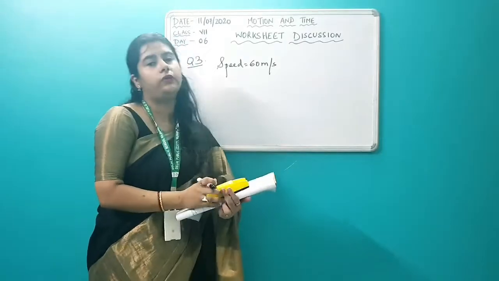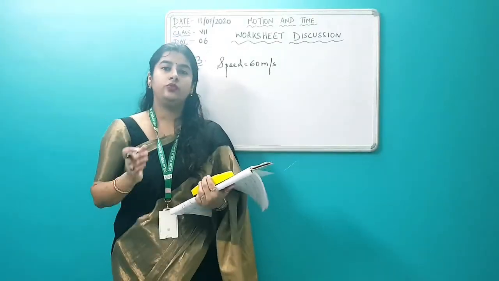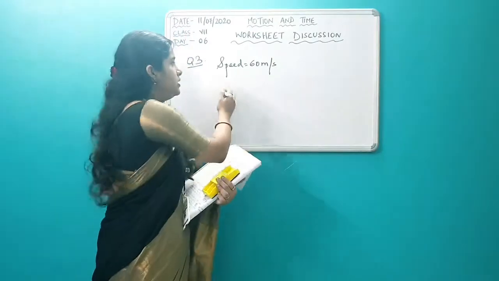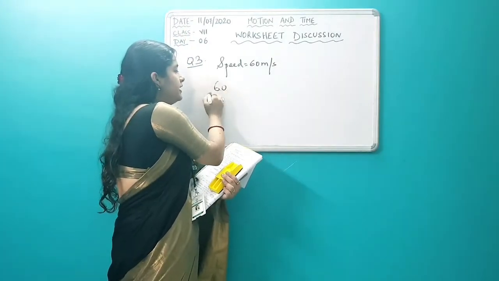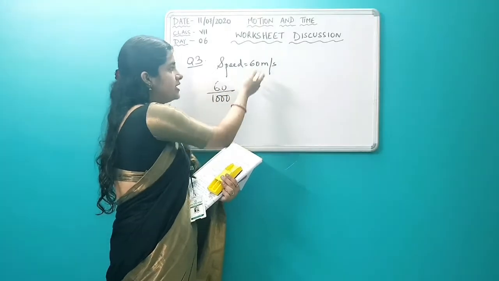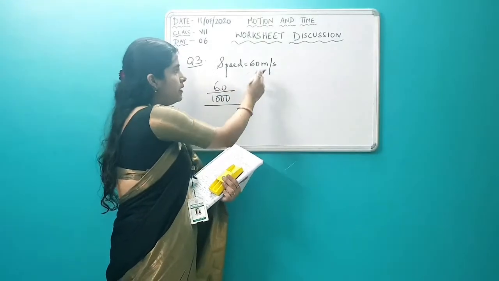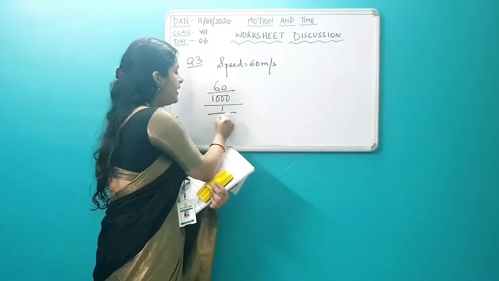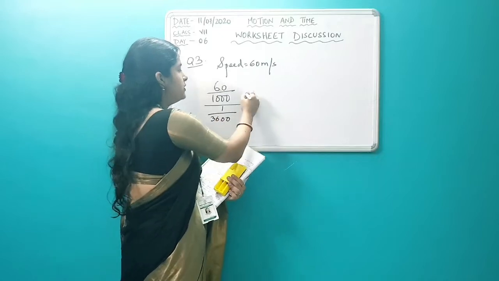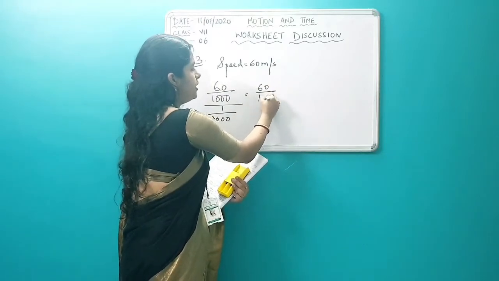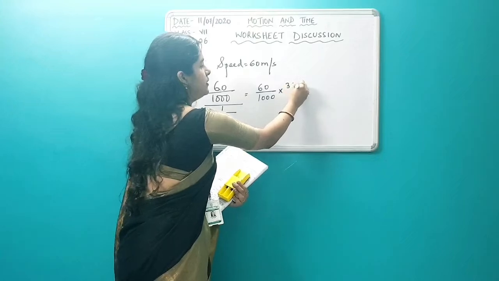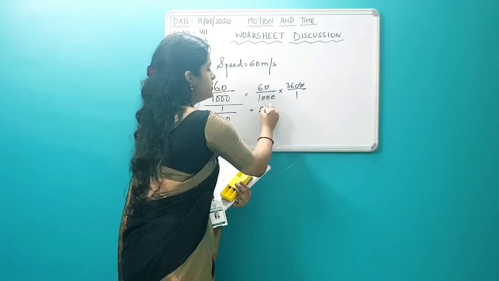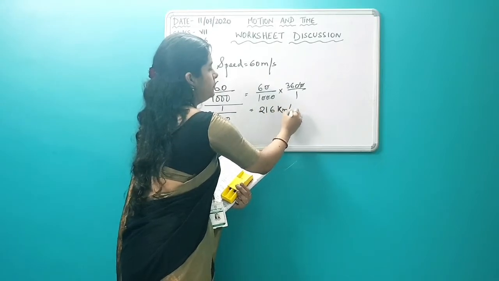As I had told you in one of my videos, when you convert a smaller unit to a bigger unit, you have to divide always. So you can do 60 divided by 1000, that becomes kilometer, and per second means 1 second, so 1 by 3600. So that comes to 60 by 1000 into 3600 by 1. All your zeros get cancelled and your answer is 216 kilometer per hour.